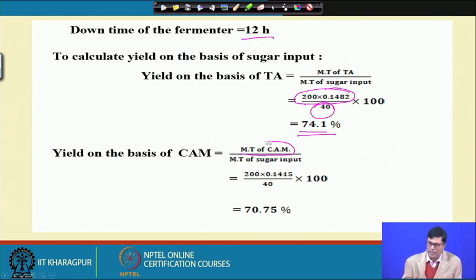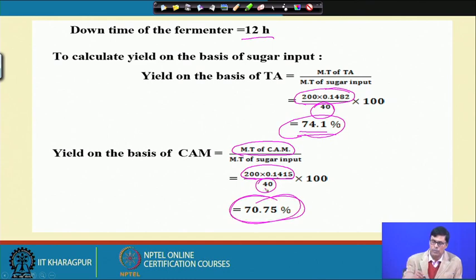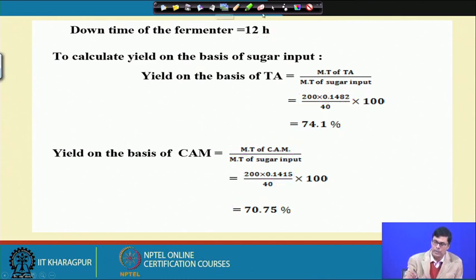Similarly, citric acid is available in two different forms, one is citric acid monohydrate, another is citric acid anhydrous. Now, we have already seen the concentration of the monohydrate, and this is the sugar yield, so we can easily find out. If you compare the total acid yield and the citric acid yield, the citric acid yield will always be comparatively less.